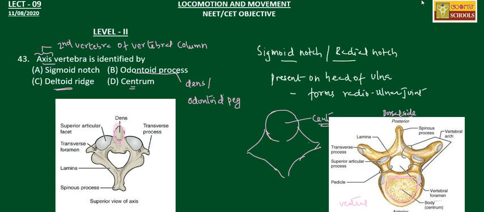And you can see here a hole. This is the one through which the spinal cord passes. And this portion is where you will find the intervertebral disc. So this is the body or centrum. So the answer for this axis vertebra is identified by the presence of the odontoid process. So the B option will be the right option.